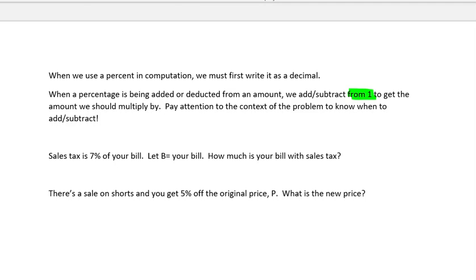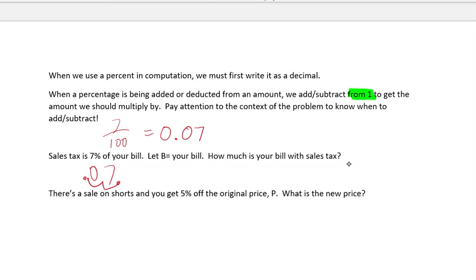So you have to read the context of the problem. You really have to know what the problem's talking about to know whether or not you're adding on to 1 or subtracting from 1. So let's look at some examples here. Sales tax is 7% of your bill. 7% is 7 over 100. 7 divided by 100 is 0.07. You move the decimal 2 times to the left when you're dividing and fill in a 0 here.